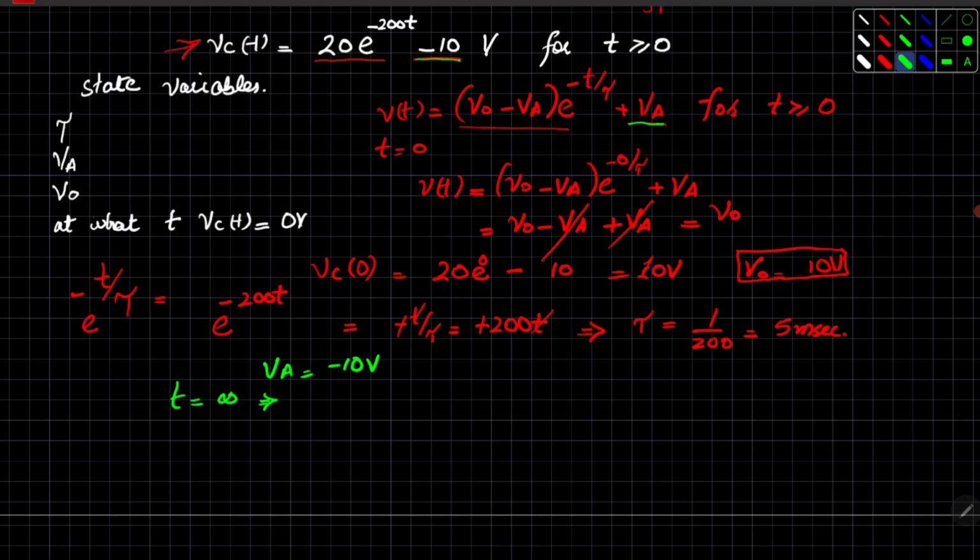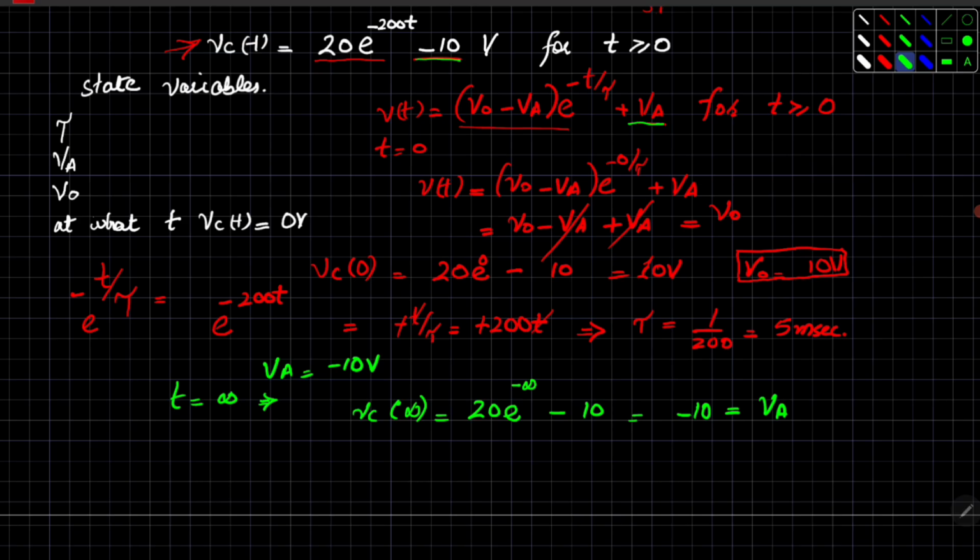It means that when your capacitor is fully charged, this is the forced response. It means you get the value when your source has completely charged your capacitor. So putting t equal to infinity, our equation becomes Vc at infinity equal to 20 e raised to power minus infinity minus 10. This factor becomes 0 because e raised to power minus infinity is equal to 0. So this will be equal to minus 10, and this is our VA. So this way, or by comparing equations, you always get the same answer.